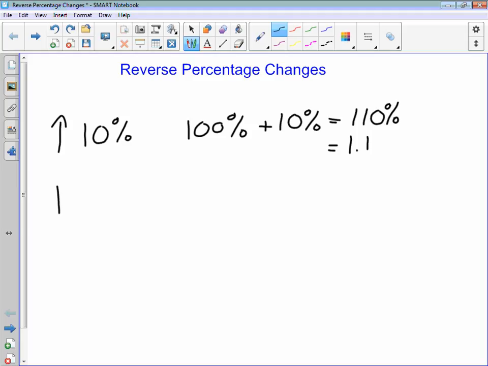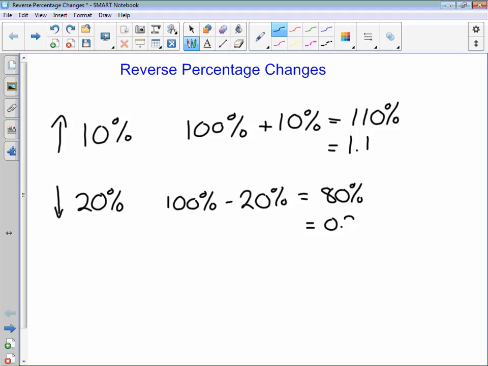If I wanted to decrease something by 20%, then our 100% take away 20% is 80%. So we have 80% of the amount left. This means 80% is 0.8 as a decimal. So we would multiply by 0.8 to reduce something by 20%.